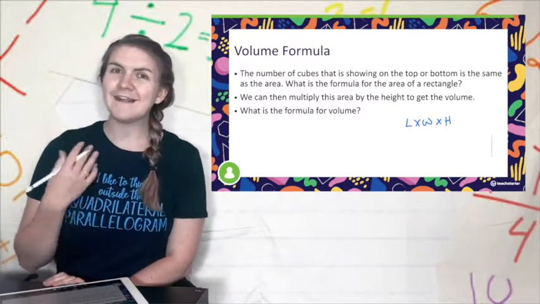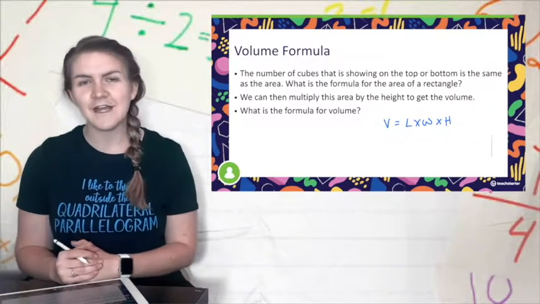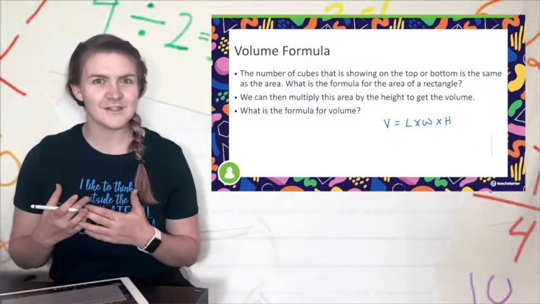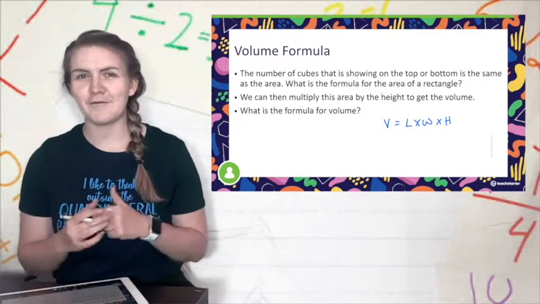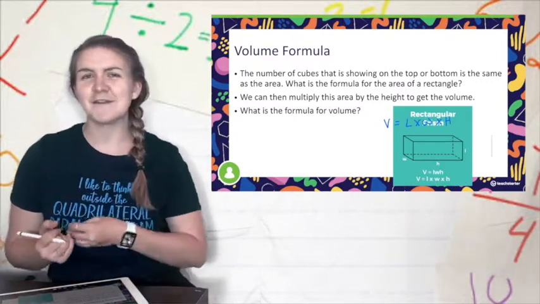And of course, I'm not writing A because A means area. Instead, I'm going to write V equals length times width times height. So let's check. Is that the formula for the volume of a rectangular prism? It is. We are correct. Length times width times height.